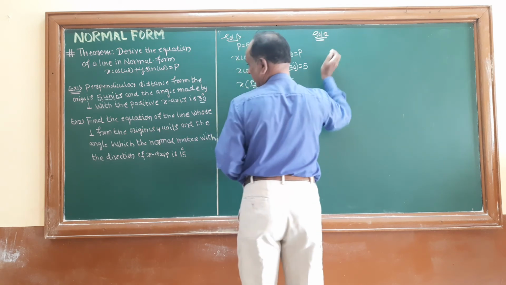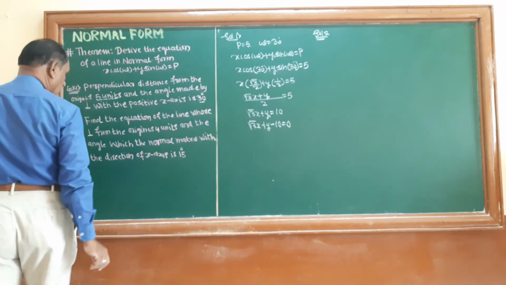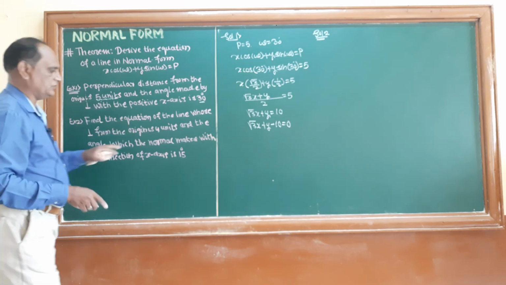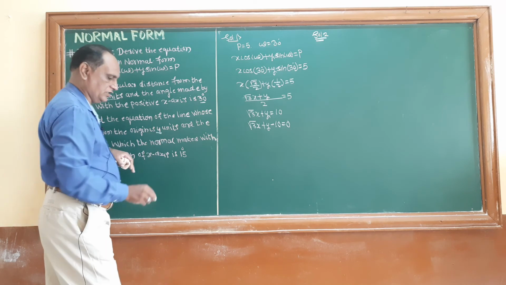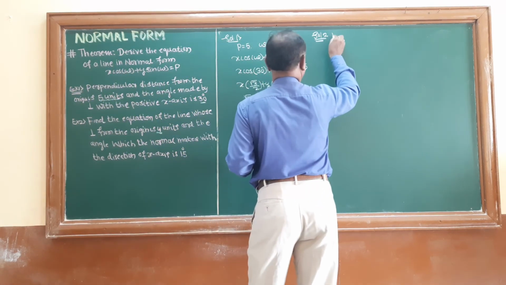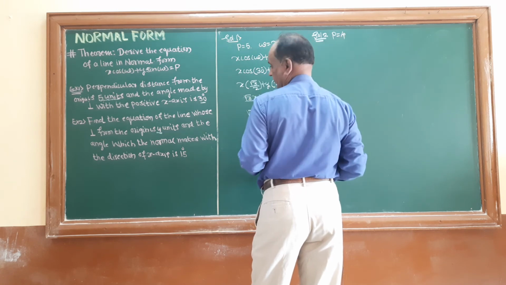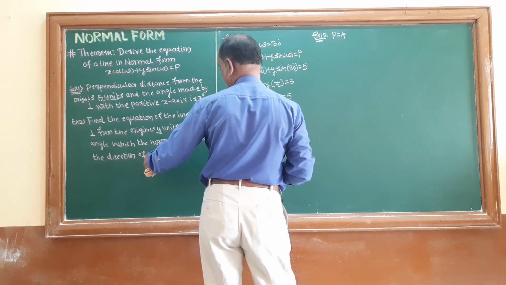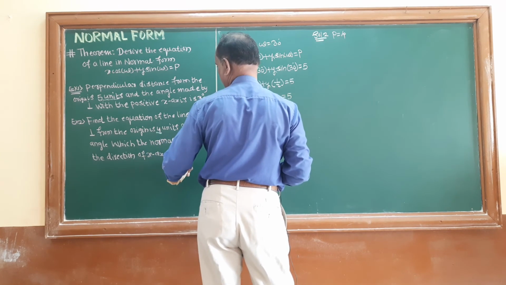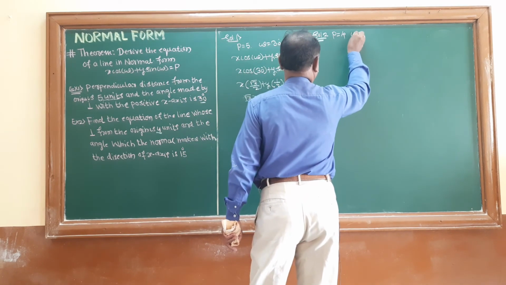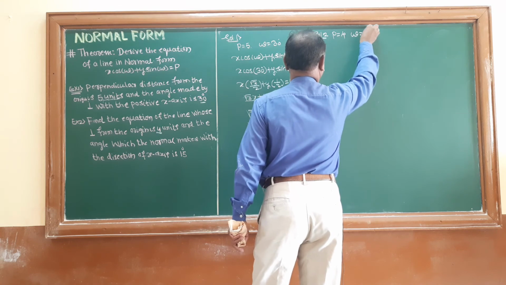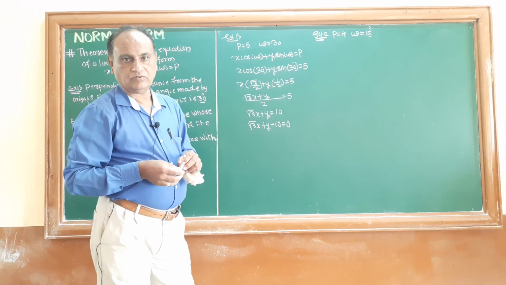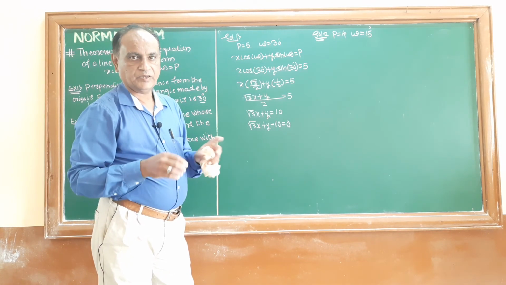Then let us see the solution for the second problem. Find the equation of the line whose perpendicular distance from the origin is 4 units. Therefore p is equal to 4, and the normal makes an angle of 15 degrees with the direction of the x-axis, so omega is equal to 15 degrees. We need the equation of the line with p and omega given.